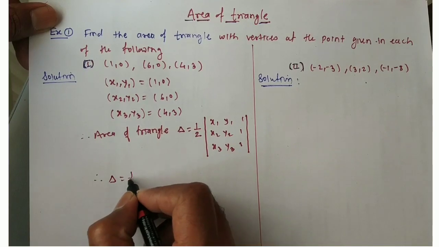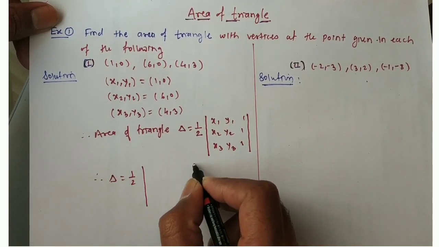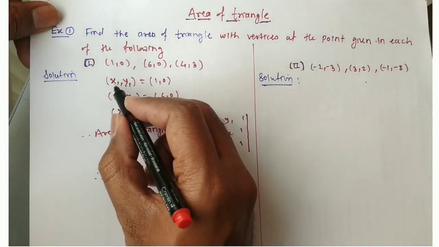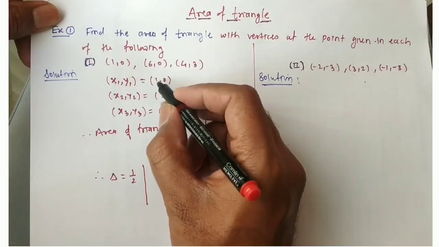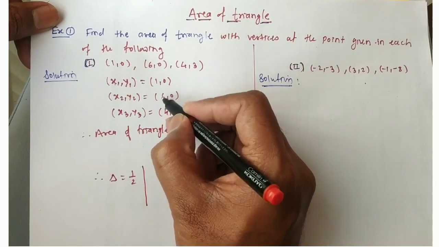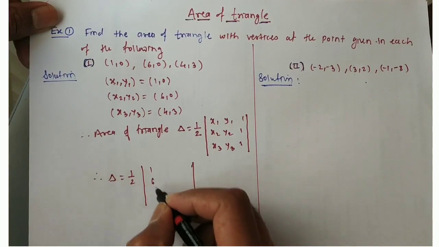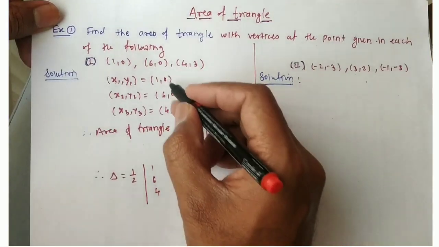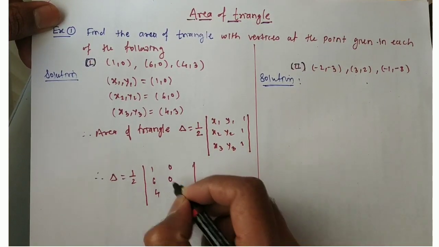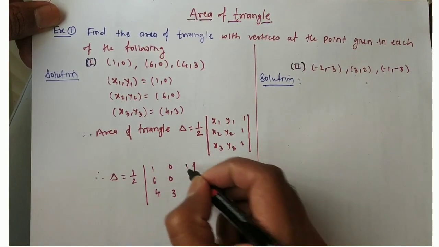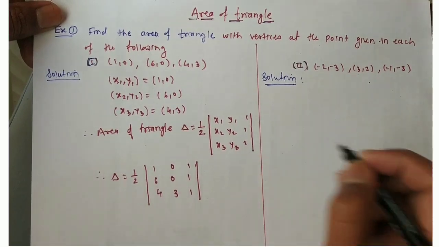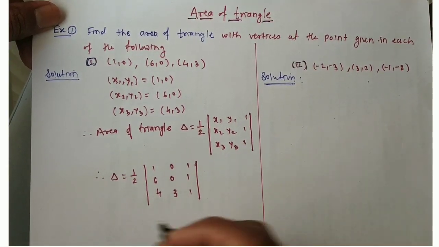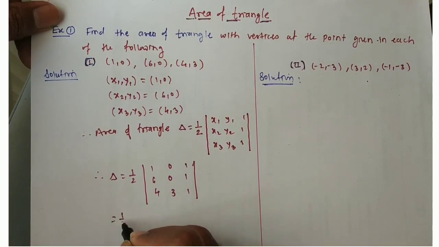Therefore del is equal to 1 by 2 times the determinant. What is the x1 value? x1 is 1, so the first column x1 x2 x3 is 1, 6, 4. Then y1 y2 y3 is 0, 0, 3. And the third column is fixed, which is 1, 1, 1. Now evaluate this, 1 by 2 times the determinant.